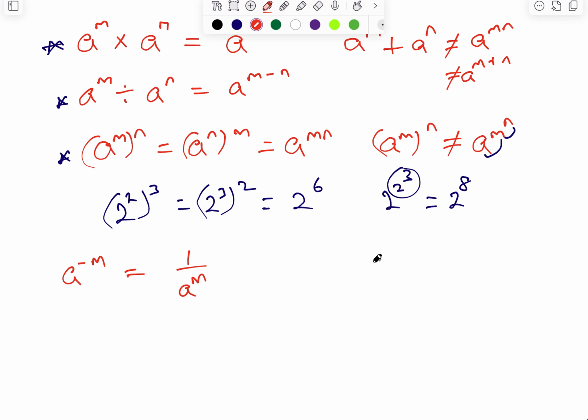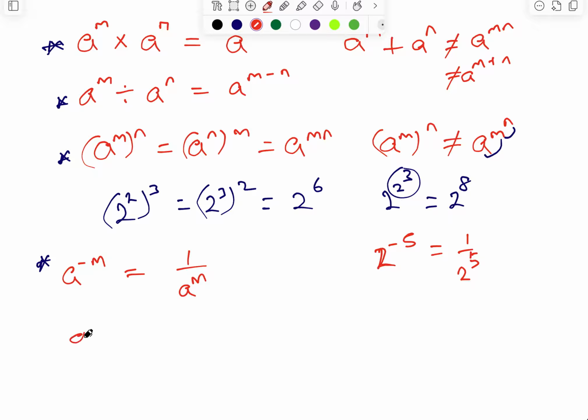So if I say 2 to the negative 5, if you forget about the negative sign, that will be 2 raised to the power 5. So just find the inverse of 2 raised to the power 5. That will be 1 over 2 raised to the power 5. And that's what the rule is saying. So take note of that. That's another rule.